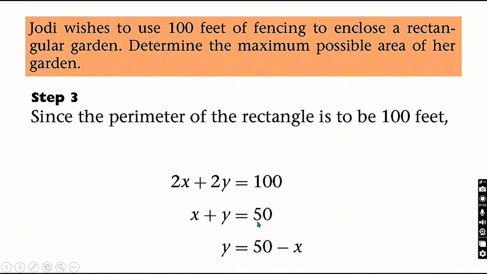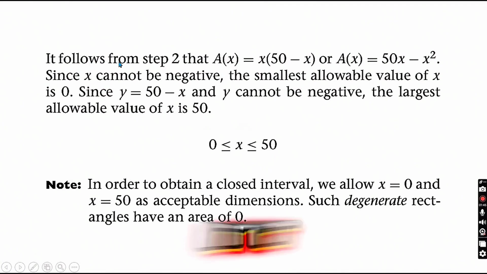And we will try to solve for just one variable, which is y. And it will be y is equal to 50 minus x, so that we can use this for the area. And it follows from step 2 that the area A of x is equal to the product of x and the quantity 50 minus x, or the same as 50x minus x squared.